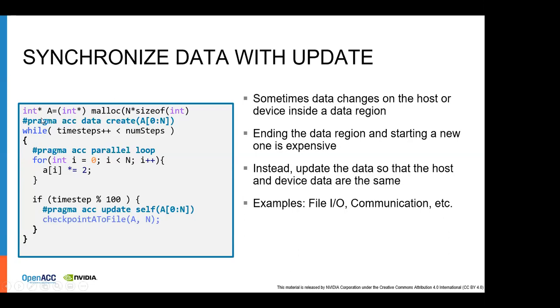This is an example of using update, where you have created a data region, but for whatever reason, for instance, you need to checkpoint your computation to a file. So you are computing your array A on the GPU, but you have to write this array to save it for later use or to a file. Depending on the time step, you want to checkpoint it. And so you need to use this update directive, and you could use it in this data region.